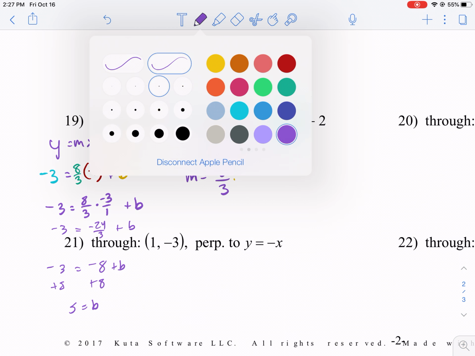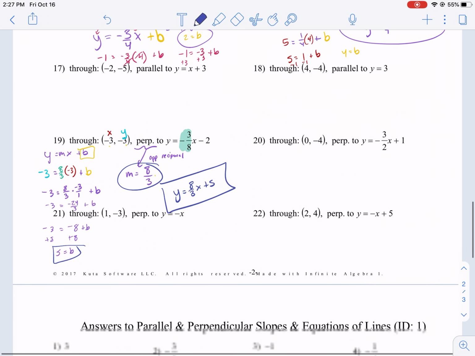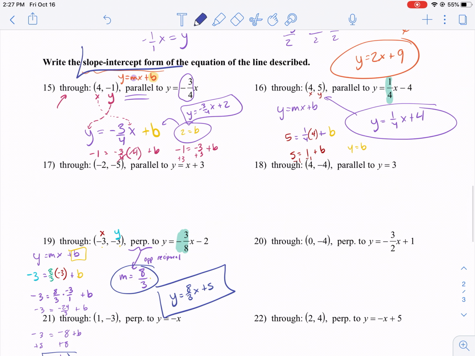We're not done. The last step is to put it all together. Y equals our slope, 8 over 3, x plus our y-intercept that we solved for, plus 5, and that's how you do it. I really want to make another video that shows how to do it in point slope form. In case it's not asking for slope-intercept form, it's actually easy to convert it later, but I think point slope is much easier. So stay tuned for that, and I'll see you next time.